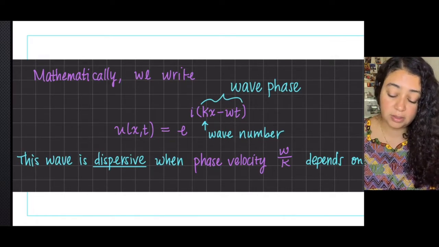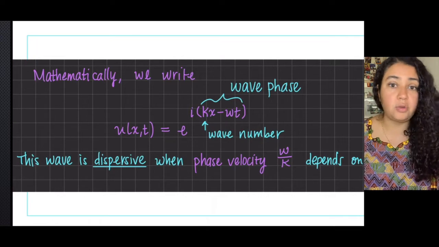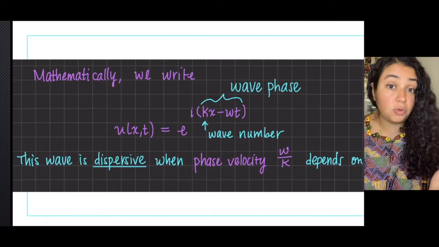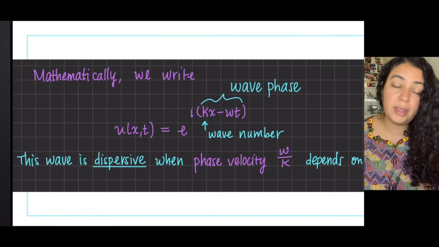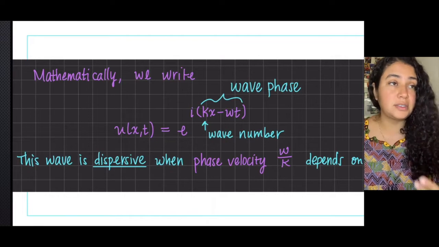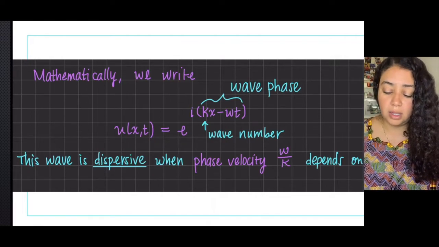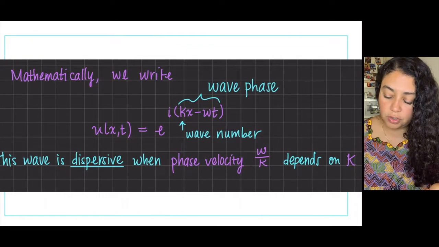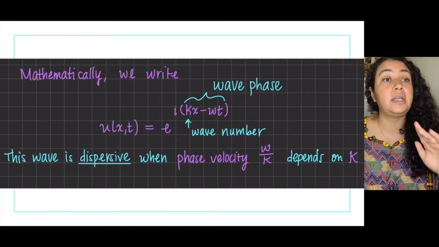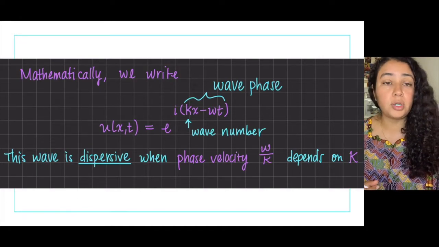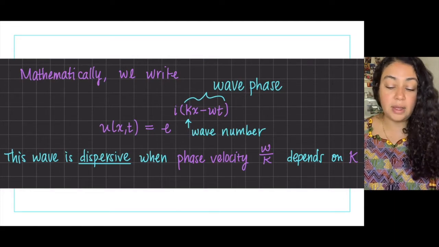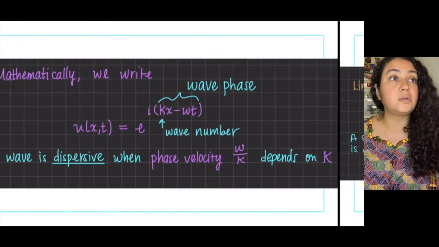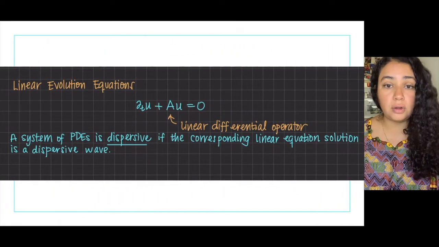You can think of k as the wave number, the number of waves that would fit in a unit distance, and omega, in some references, will be called the angular velocity or something like that. If that ratio depends entirely on k, the wave number, then we would say that wave is dispersive. Here's one place where that appears, for linear evolution equations.